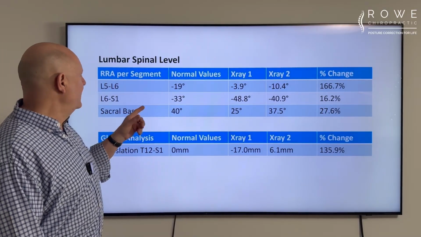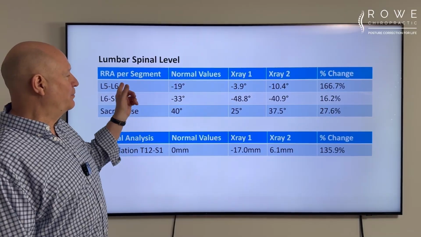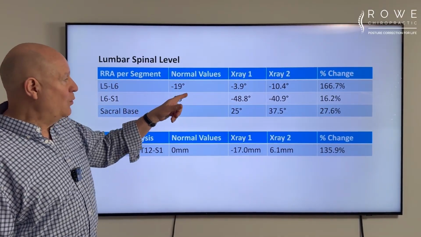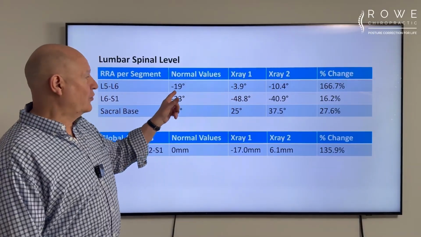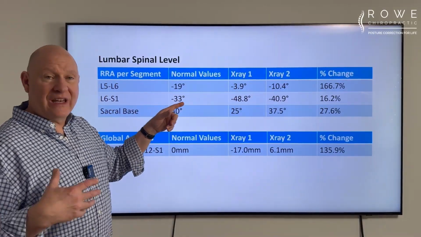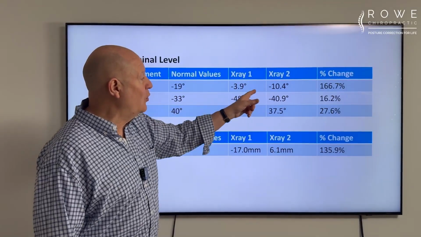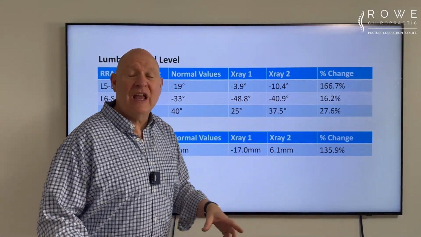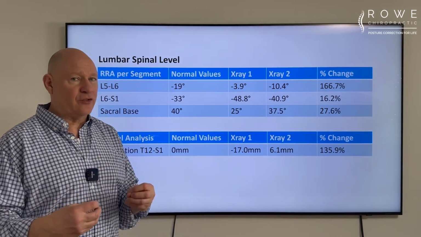Now, normally between L5 and L6, this next to last vertebra should be minus 19 degrees. He was at minus 3, so there's quite a difference in there. When we did the corrective work, his X-ray 2, he improved to minus 10. Nice change, 166% improvement. That took a lot of the stress off the nerve.